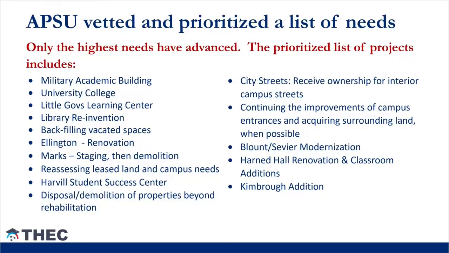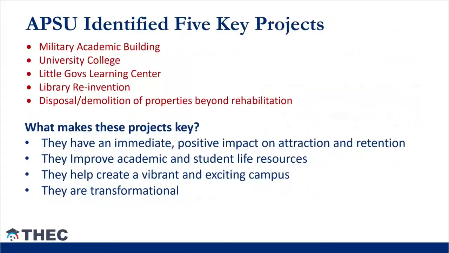And so the administration went through the process and looked at the list and came down to this smaller list of prioritized projects, and they are listed here more or less in the order in which they were thinking about them. We also thought that we should try to highlight some key projects within that, and so here's a smaller list of projects that they feel are important to the advancement of the university. They have immediate impact on attraction and retention of students and faculty, in fact. It improves student life resources, and it creates a really exciting campus. They're transformational.